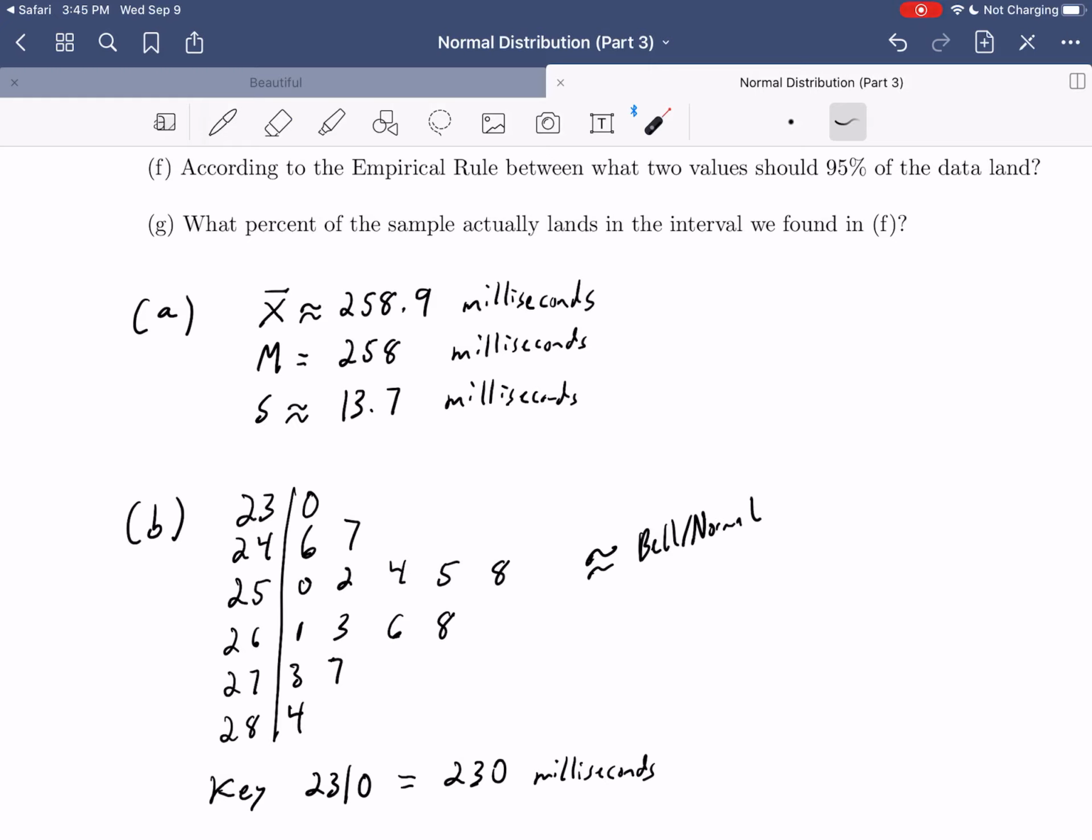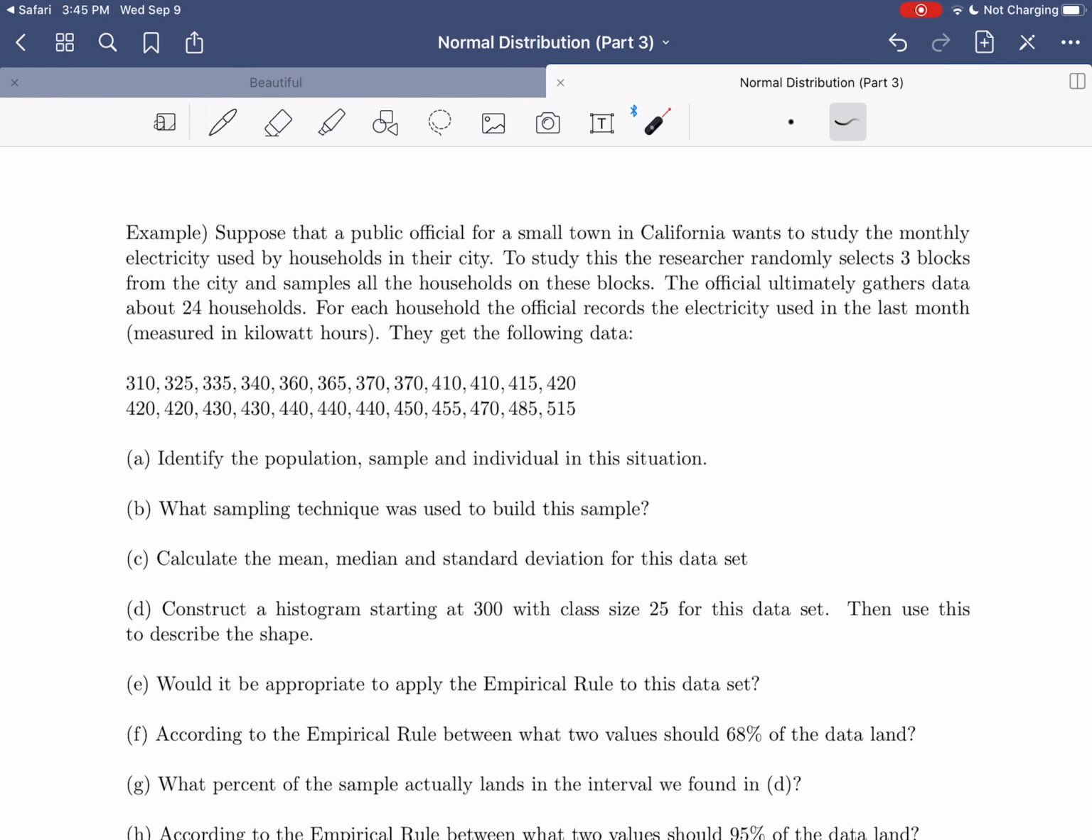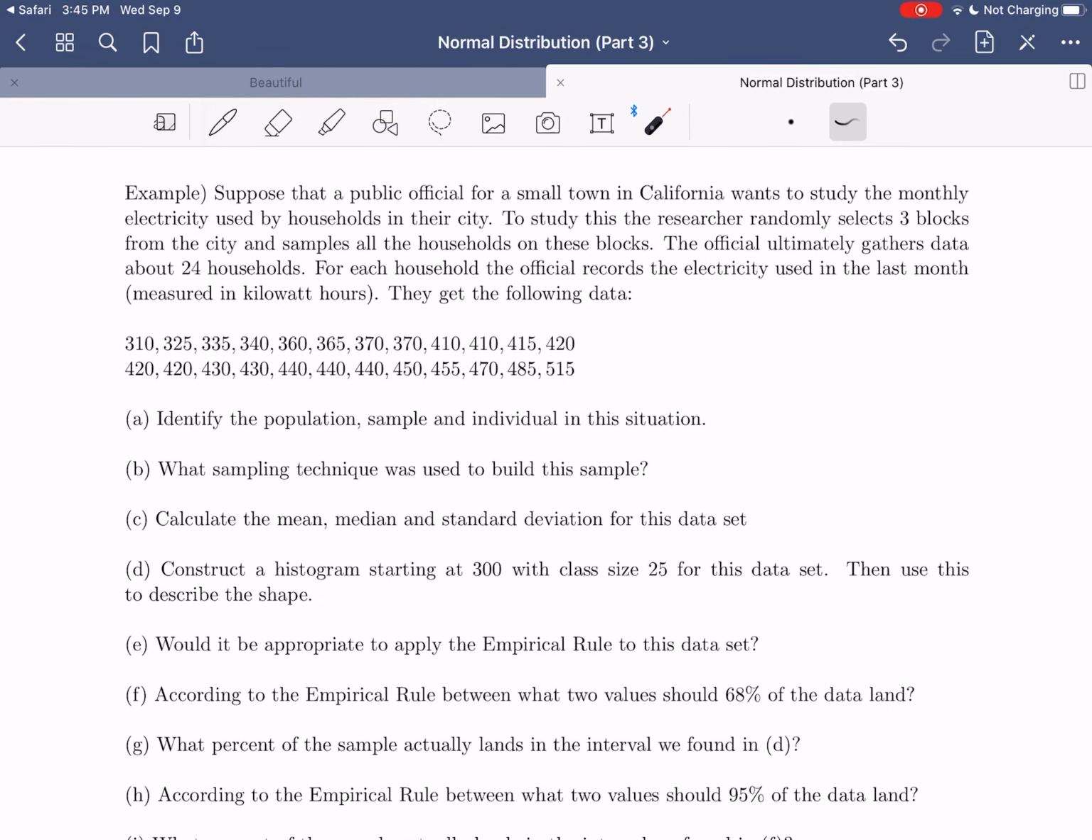Okay, well, let's go ahead and try this one more time with another data set. So we'll get back to really talking about all the things we've discussed so far with quantitative variables as well as the normal distribution. Let's suppose that we've got a public official for a small town in California that wants to study the monthly electricity used by households in their city. So to study this, the researcher randomly selects 3 blocks from the city and samples all the households on those blocks. The official ultimately gathers data about 24 households.